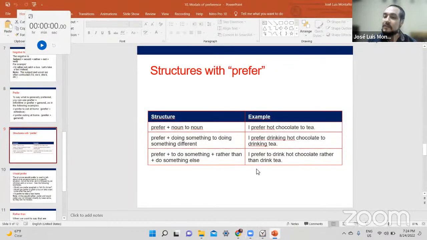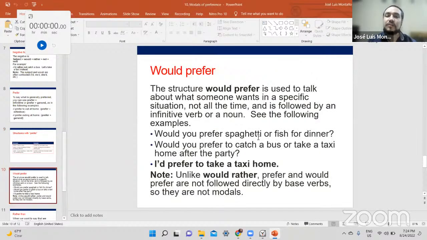So let's go to the last part. That is going to be would prefer. So remember, you use prefer for things that you always prefer. Okay, not just now, not just because you have options. No, you always prefer that. But you use would rather and would prefer when you are in specific situations, when you have options, right? And that's a big difference. Would prefer is for you this time, please, Astrid.